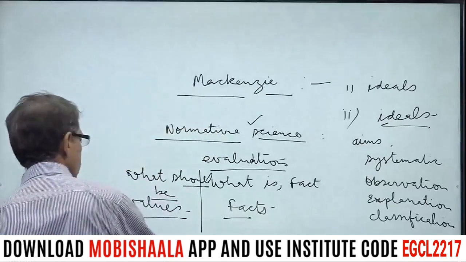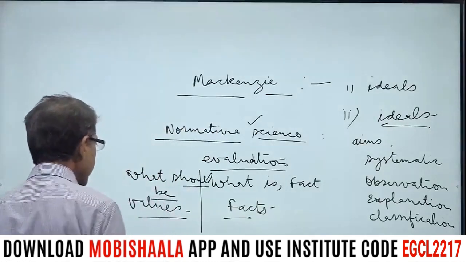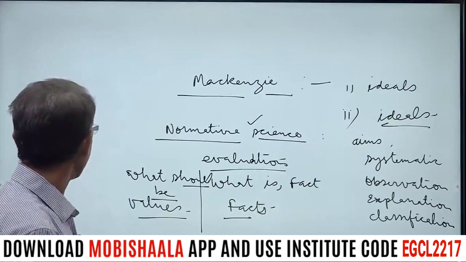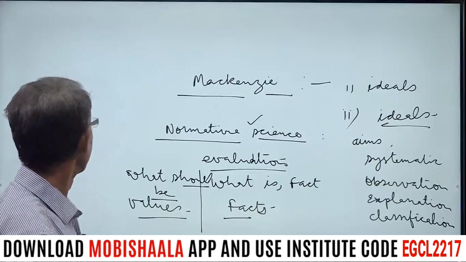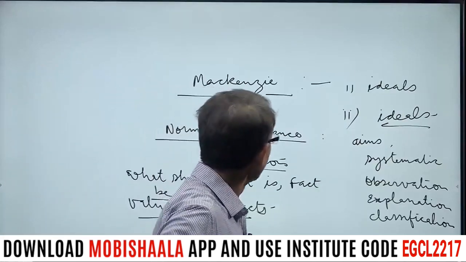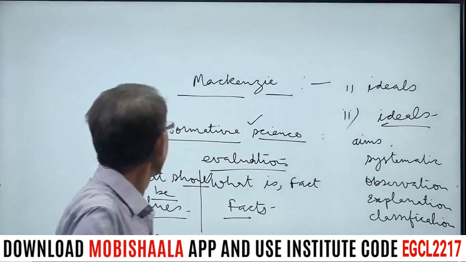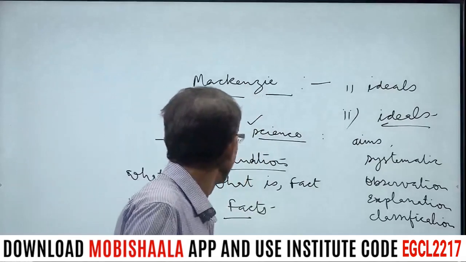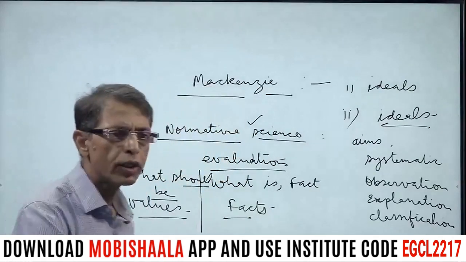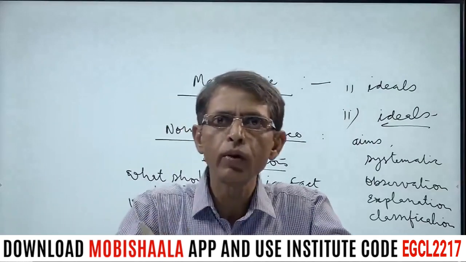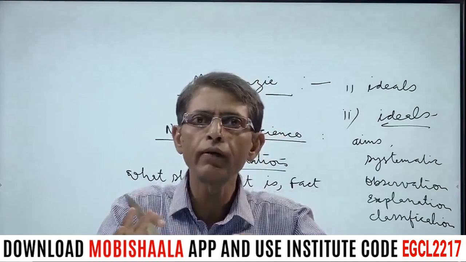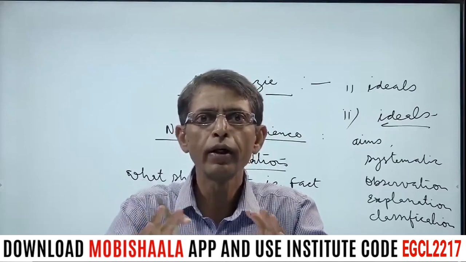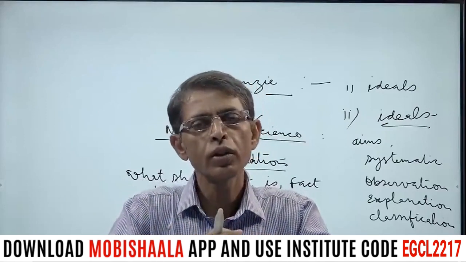So these values, and on the other hand, we can say it is a matter of fact and it is a matter of values. Now, this is the normative science, and in normative science, we discuss norms. We will compare with sociology, with political science, and every discipline. But now we are confined only to the definitions. So this is normative science.